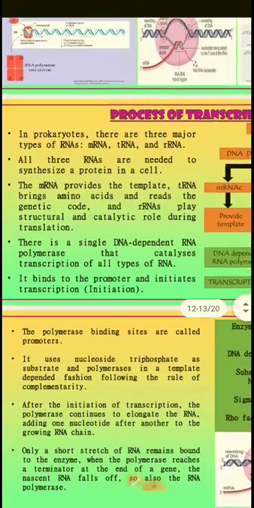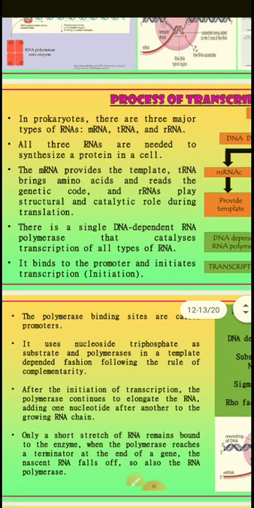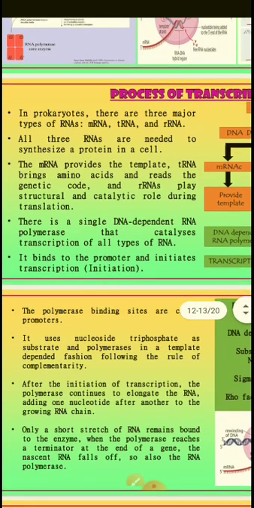All these RNAs are needed for the synthesis of protein in cells. Very important. All play a catalytic role during translation. There is a single DNA-dependent RNA polymerase that catalyzes the transcription of all types of RNA.